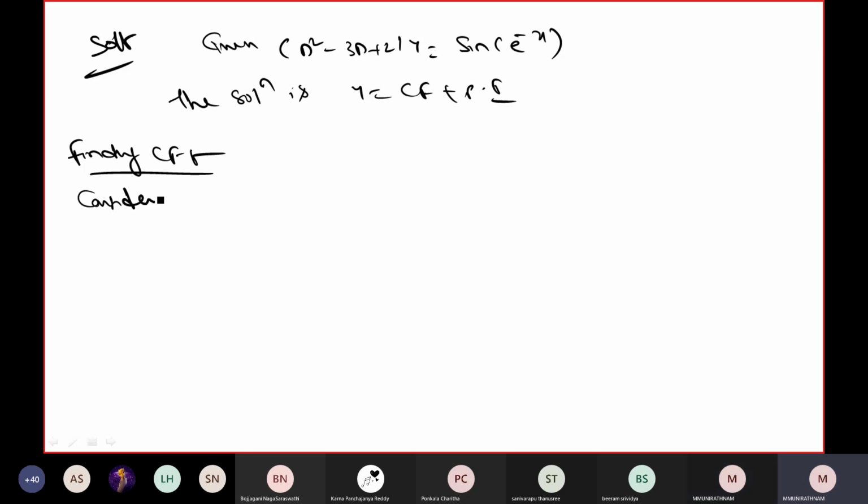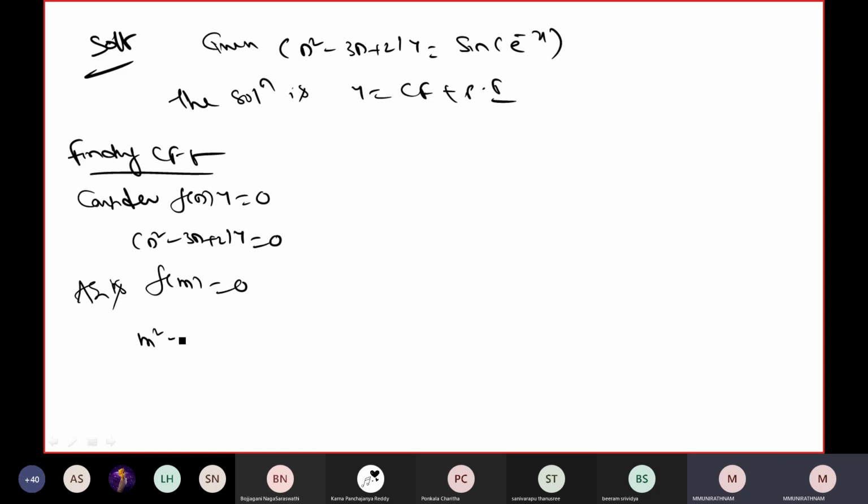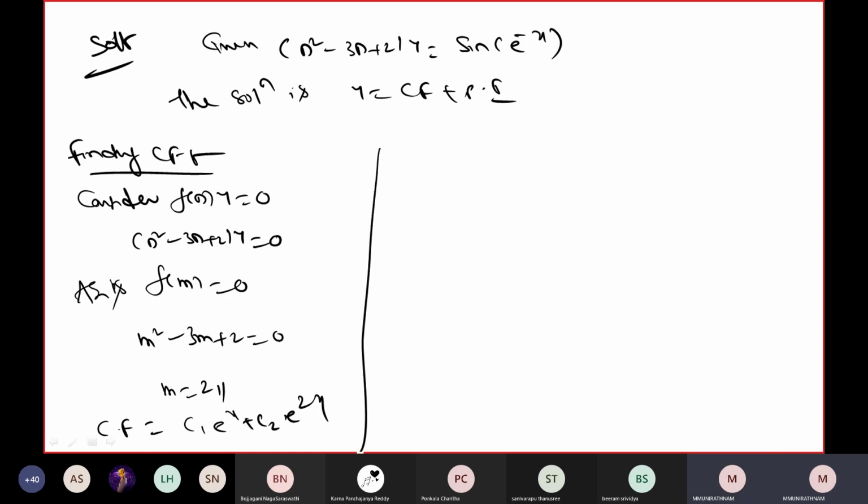Consider f(D)y = 0, that is (D² − 3D + 2)y = 0. The auxiliary equation is f(m) = 0, which means m² − 3m + 2 = 0. The roots are m = 2, 1, as our friend told. So CF is C1 e^x + C2 e^(2x). Now we go for PI.